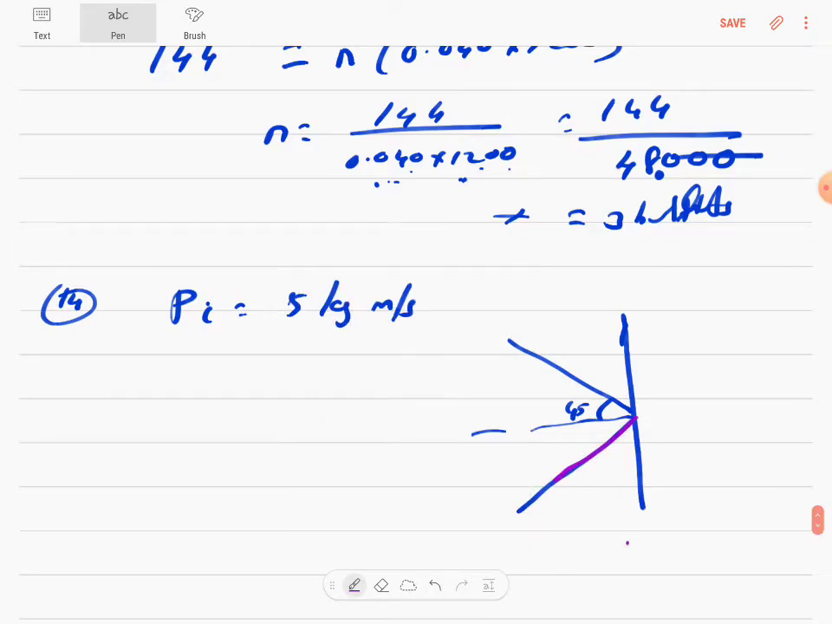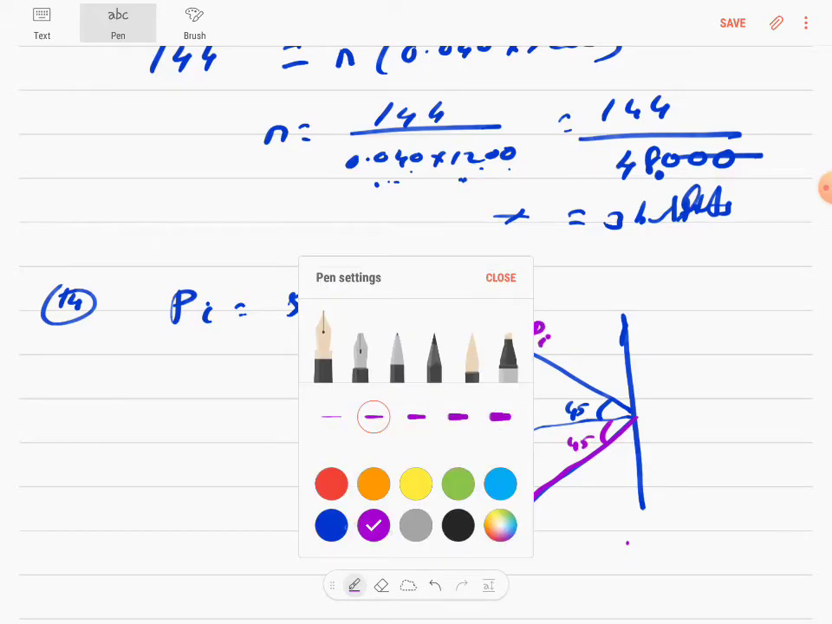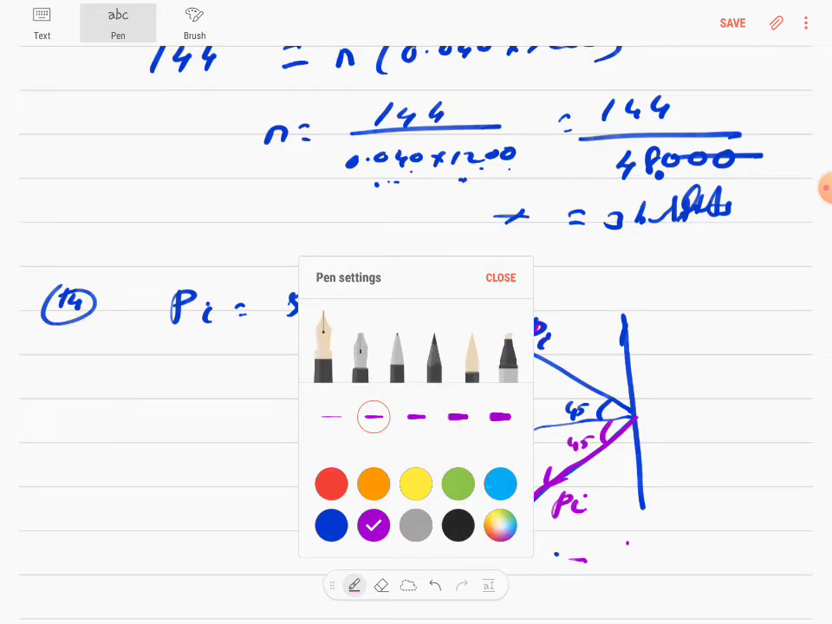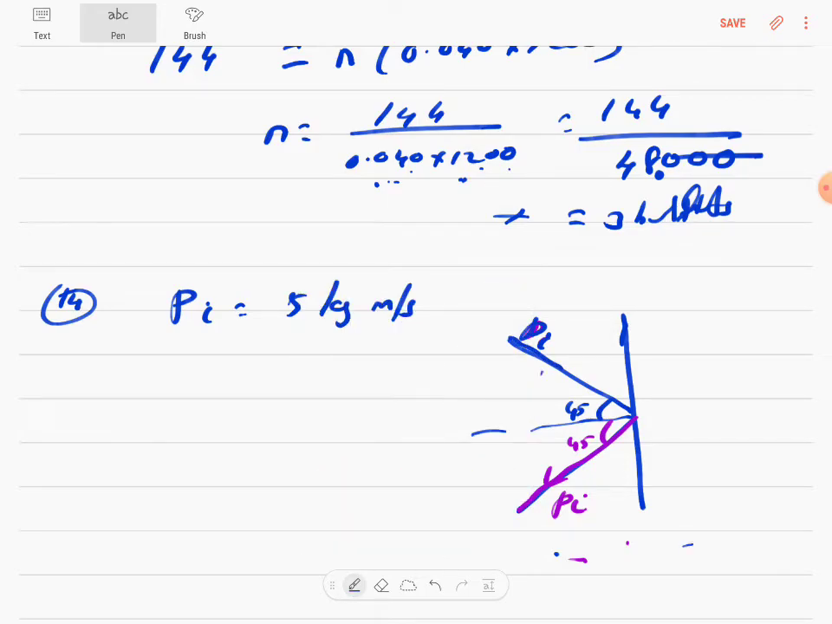I'm coming back in a different color, also at an angle of 45 degrees. You know, this is P initial. I'll write it in blue color. The P initial is written in blue color, and the P final is written in purple color, correct? So you have to resolve this in vectors. When you have a vector like this in this direction, it can be resolved like this and like this.